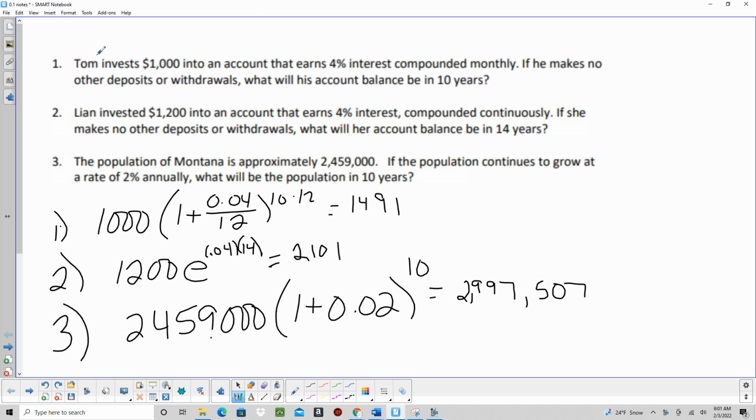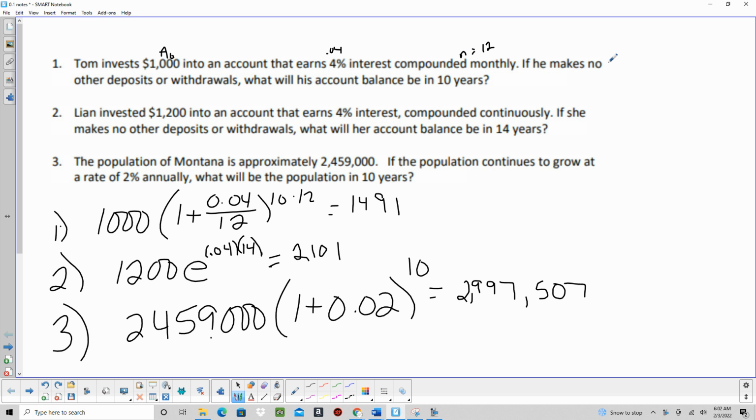All right, let's go ahead and look at the first problem. Tom invests $1,000. So that is your beginning amount into an account that earns 4% interest. Make sure you put that as a decimal. Compounded monthly, your N is 12.